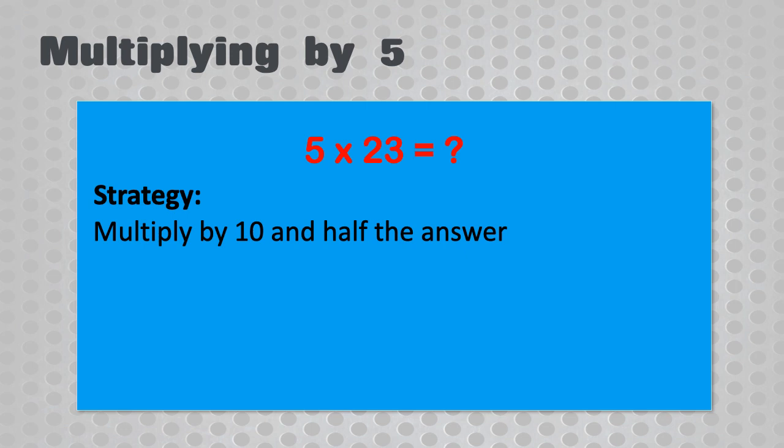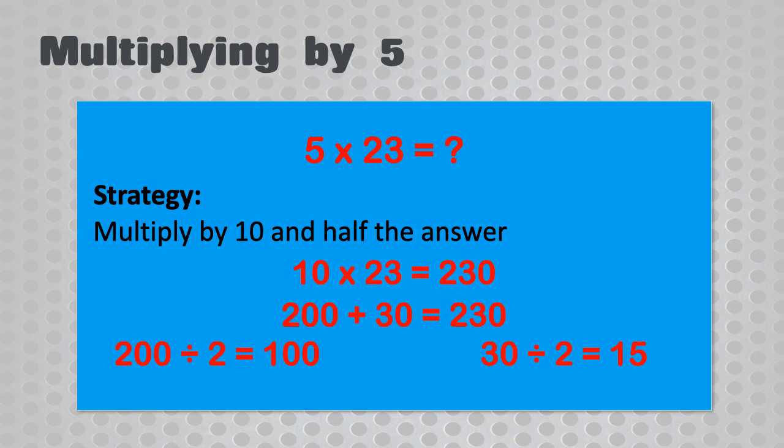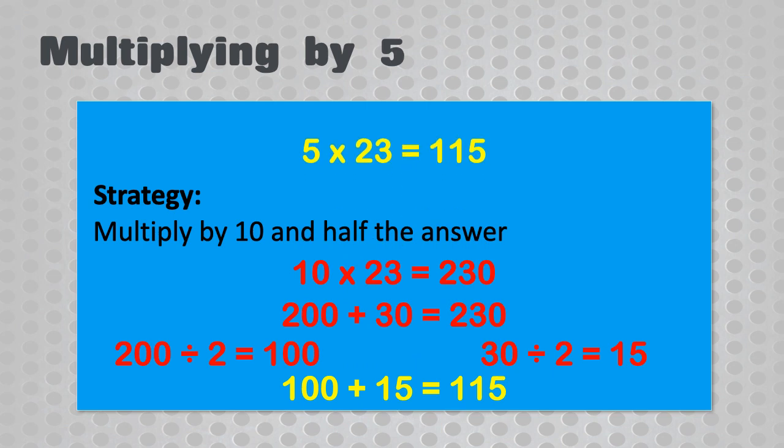So if we multiply 10 times 23, we get 230. Let's break that down. 230 is 200 plus 30. Half of 200 is equal to 100, and half of 30 is equal to 15. 100 plus 15 is equal to 115. So that means that 5 times 23 is equal to 115.